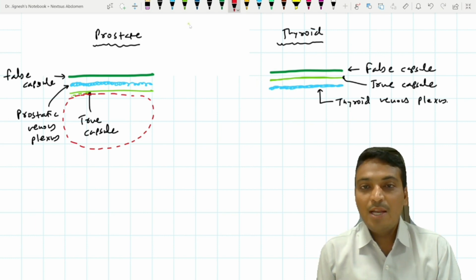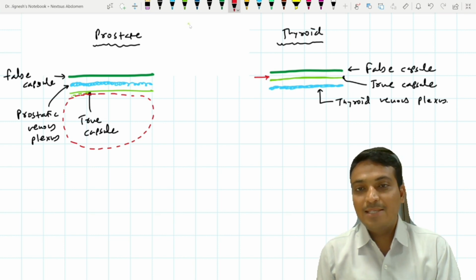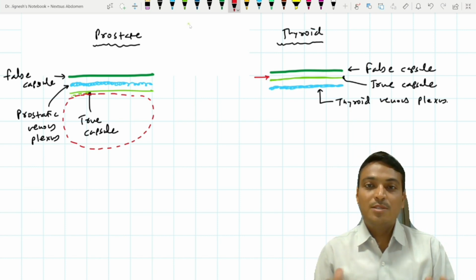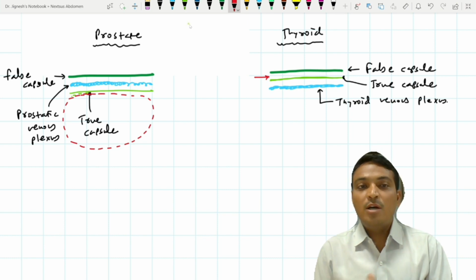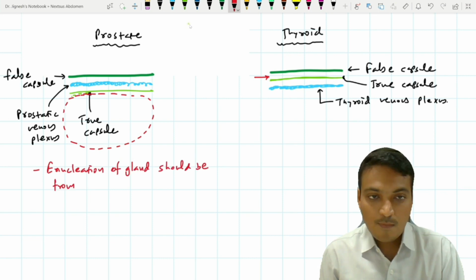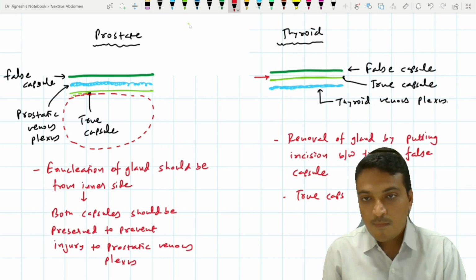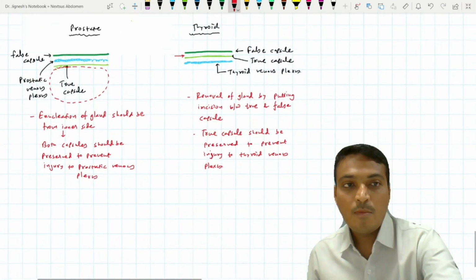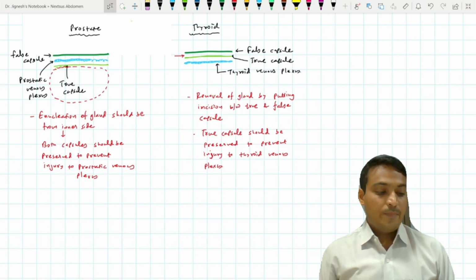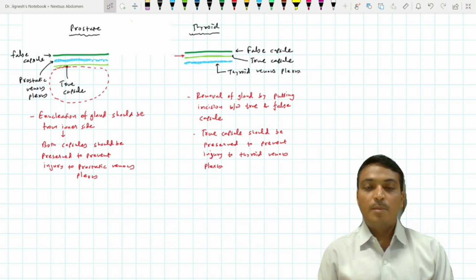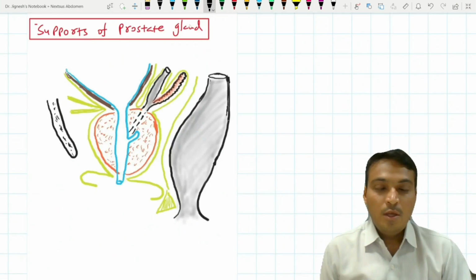While in the case of the thyroid gland, we need to put an incision between the true capsule and the false capsule, and that will preserve the thyroid venous plexus during the operative procedure. So this is the major difference between the capsules of the prostate and the thyroid, along with the venous plexuses of the respective glands. This is a very important point to understand. Now let's move on to the supports of the prostate gland.